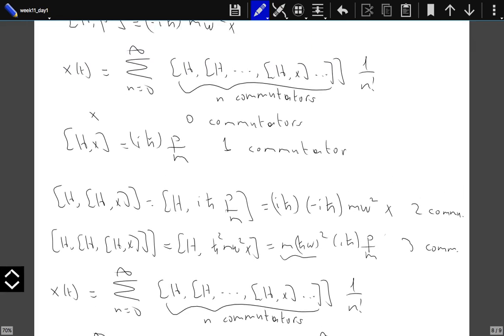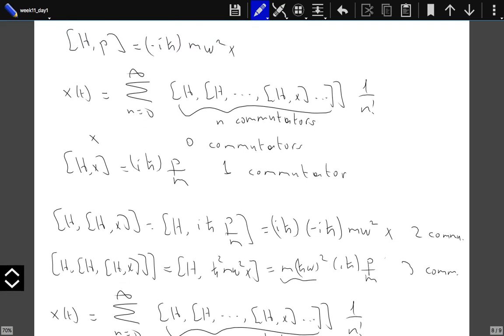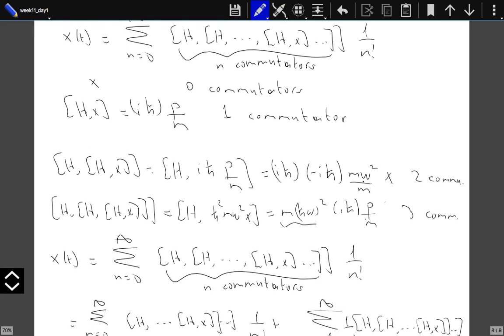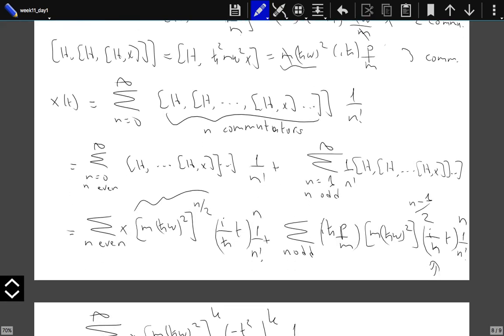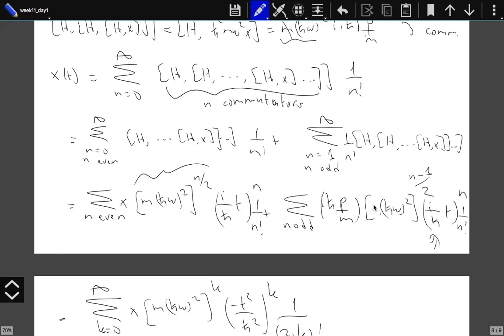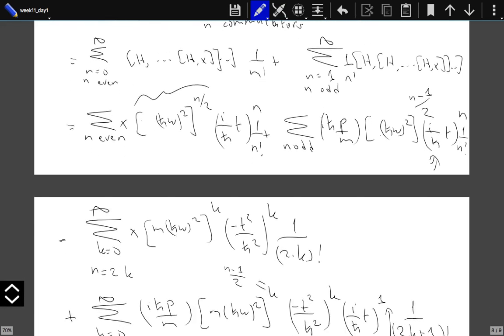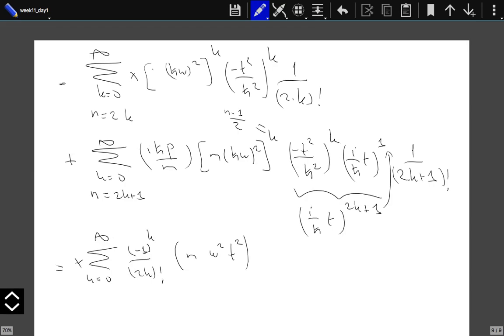So I made a mistake over here. You see, here I have p over m, the commutator of H with p. This 1 over m I had forgotten. So these just cancel each other. So there are no m factors left. So there is no m over here, no m over here. So this is (ωt) to the power 2k.